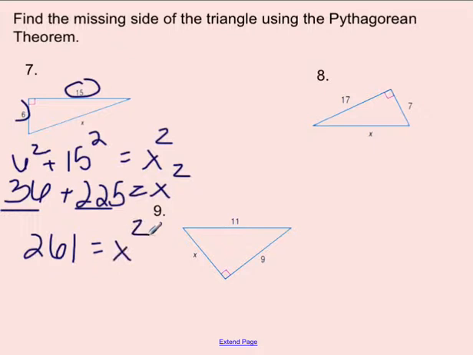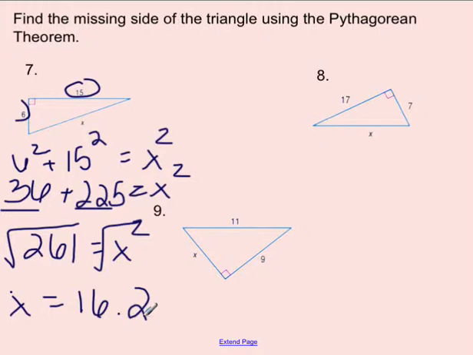Now, to undo an x squared, we need to take the square root of both sides. So now I'm just going to go into my calculator because I brought one to math class because I'm so prepared. And the square root of 261 is going to give us 16.2 for our final answer for number 7. You can write it as a decimal for this, okay?